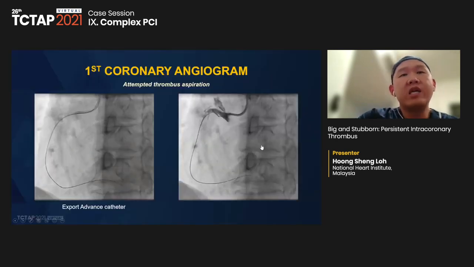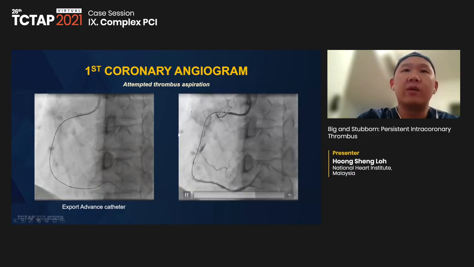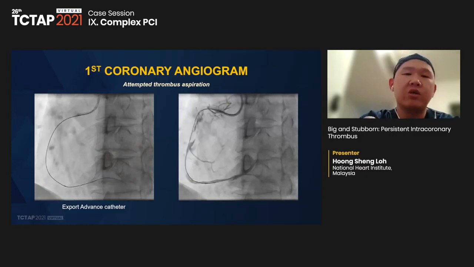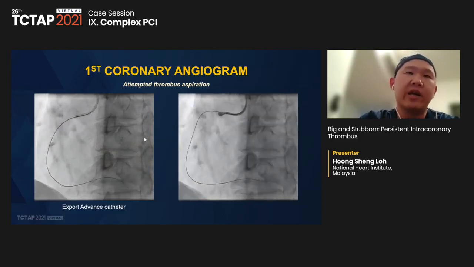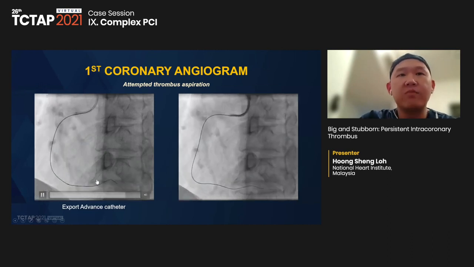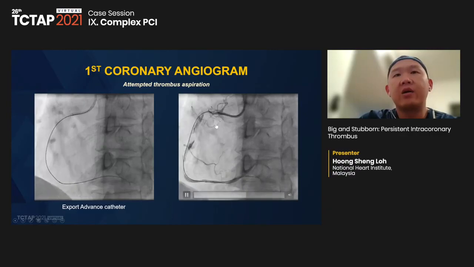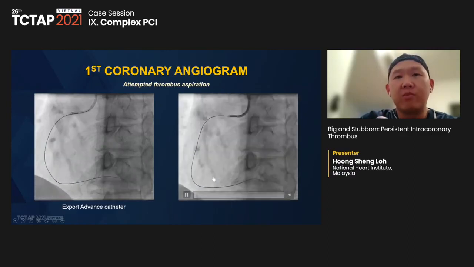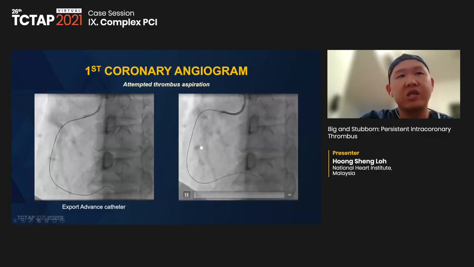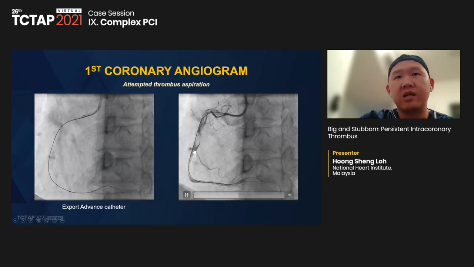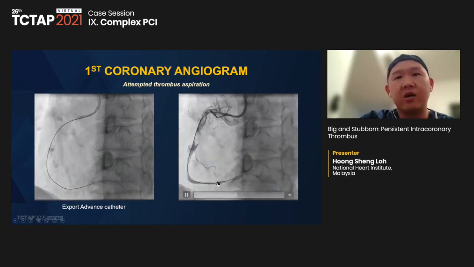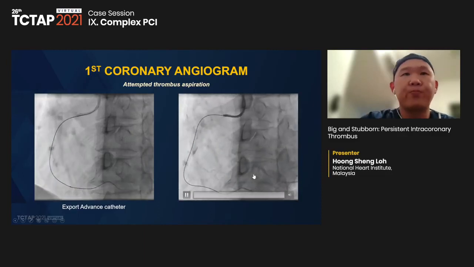So we attempted to do a thrombus aspiration during the first coronary angiogram because the patient was already on dual antiplatelet and anticoagulation for a week. The wire crossed the thrombus easily, and we tried to aspirate the thrombus. A lot of thrombus was aspirated. However, despite multiple attempts, we can still see a lot of thrombus in the RCA, and we were able to establish some blood flow, which is about TIMI 2.